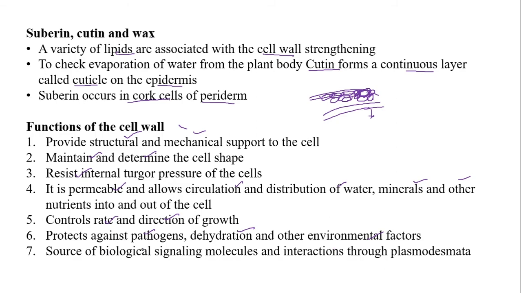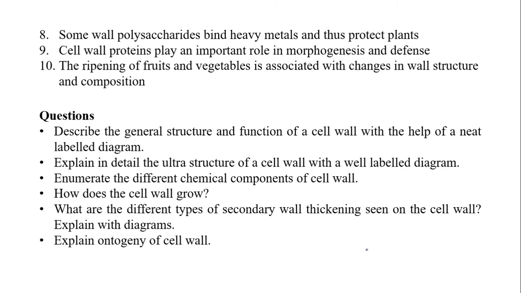It's a source of biological signaling molecules, interaction through plasmodesmata, and some small polysaccharides bind with heavy metals and protect the plants from stress. The cell wall proteins play an important role in morphogenesis and defense. Ripening of fruits and vegetables is associated with changes in the cell wall and its composition.